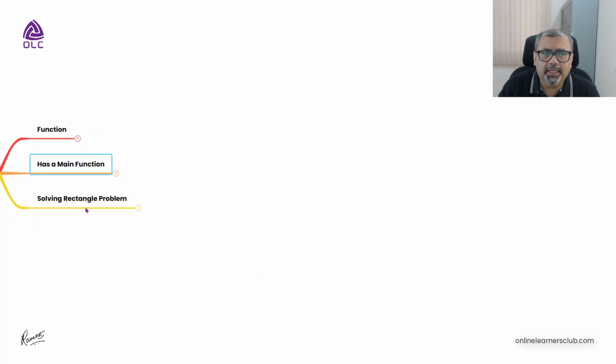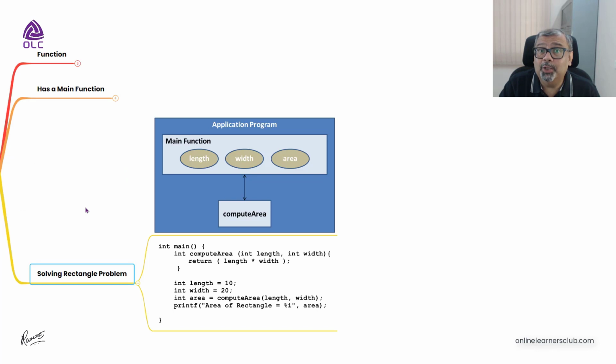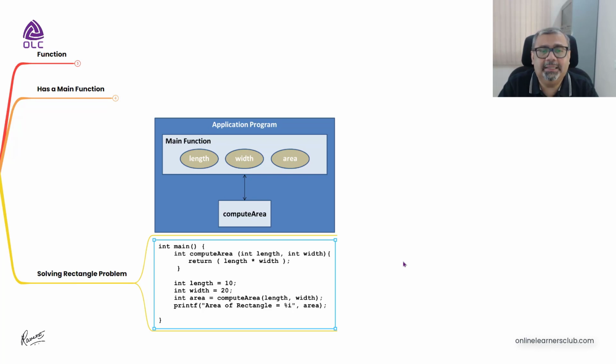So now let us go ahead and solve the rectangle problem that we took in the previous video. How does the application program look? Now we have the data points: we need to have the length, the width and the area, and we need to write a function called compute area. Let us see how we have solved this problem in a simple procedural language like C.